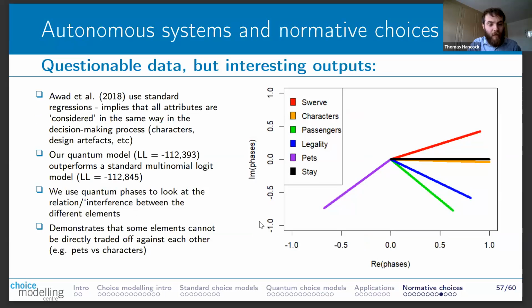In the last couple of minutes, we did a quantum choice model on this and found that it did better than the standard multinomial logit model by recognizing that different attributes were of different values. So this is in the quantum space, imagining real parts given to the different attributes or characters, and we found, for example, that pets are considered very differently to the other factors. So you can't really trade off a pet with a person, which makes sense.